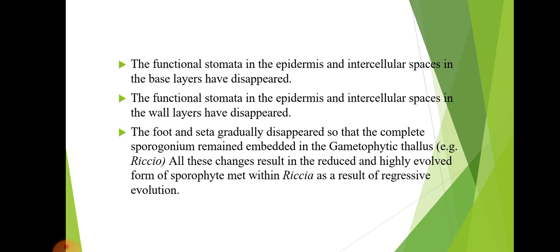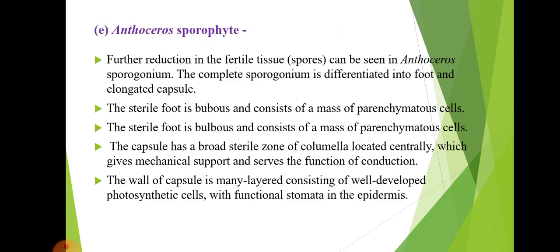The foot and seta gradually disappeared so that the complete sporogonium remained embedded in the gametophytic thallus, for example Riccia. All these changes result in the reduced and highly evolved form of sporophyte met with in Riccia as a result of regressive evolution. This is the evolution of sporophyte in bryophytes.